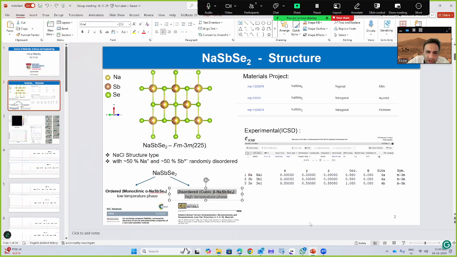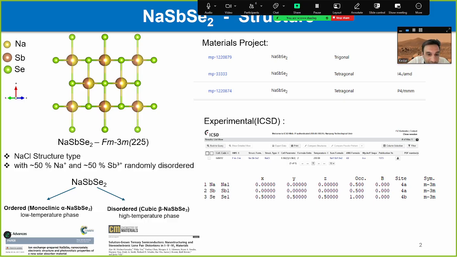This is interesting, right? It's a rock salt structure, yes. And the sodium and antimony sit on the cation site, 50-50, disordered. Interesting, and surprising that it sits in. Oh, wow. Okay, I see. Got it.